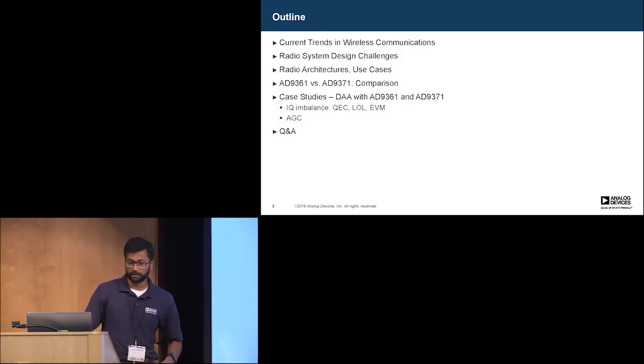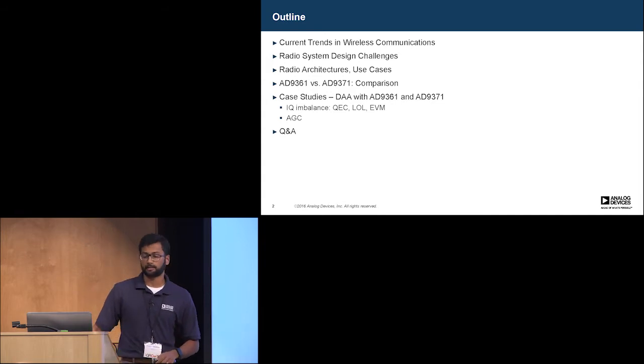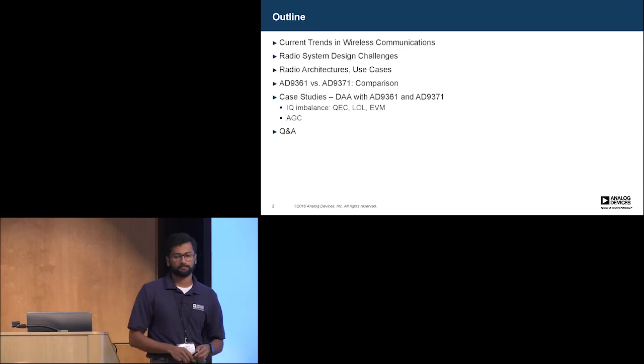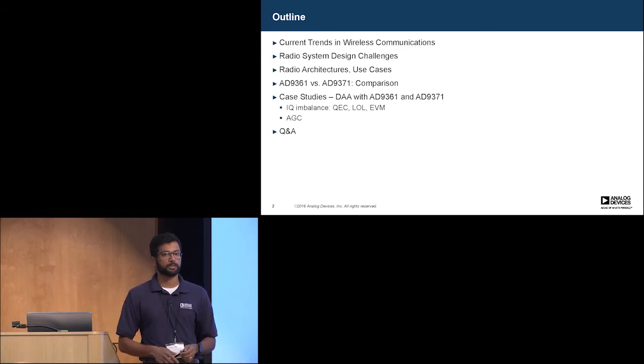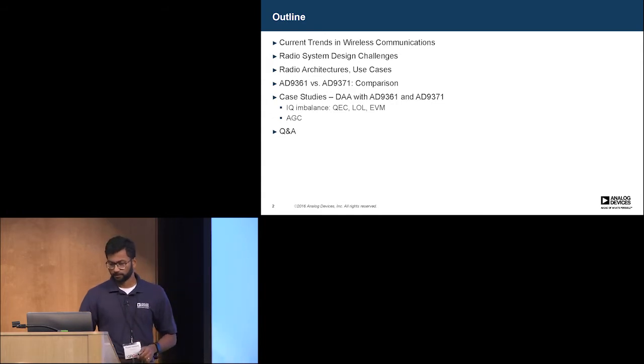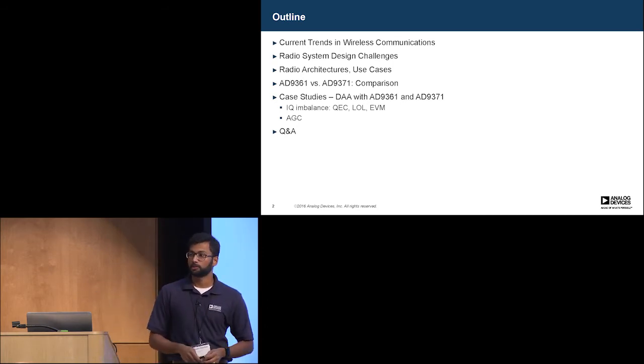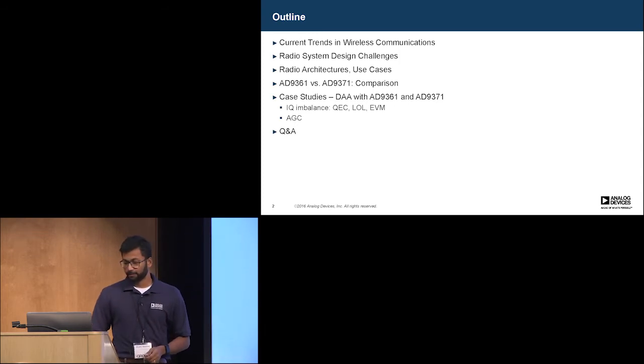So I'll go over certain trends in wireless communications, discuss some design challenges, discuss a few different types of radio architectures and some of the use cases that are most common to these kinds of architectures. Give a comparison of our new transceiver, the 89371, versus the previous transceiver, the 9361 that you're so familiar with, I hope. And discuss some numbers because I can't be hand-waving too much. So we'll discuss IQ imbalance and some AGC specs with the new transceiver. Finally, some Q&A.